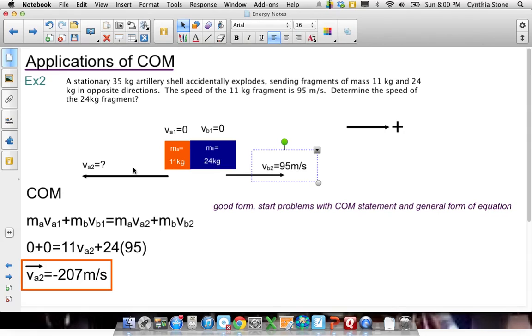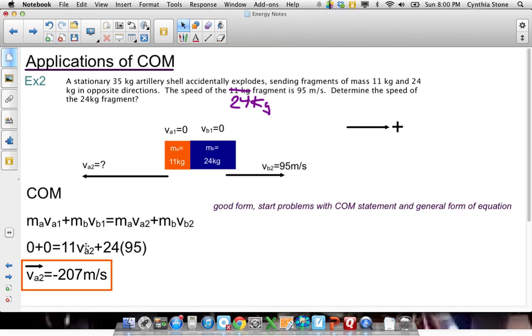Oh, I drew the picture wrong. That was my bad. Oh, shoot. I screwed up the question. Will you forgive me? I don't want to redo it all. Just say the speed of the 24 kilogram fragment is 95. Just change that right there. Change that to 24 kilogram. So the bigger one's going 95. Okay, so this one's going 95 afterwards.